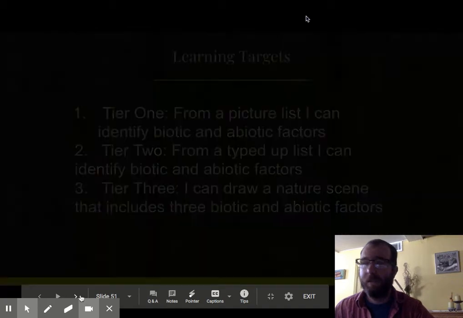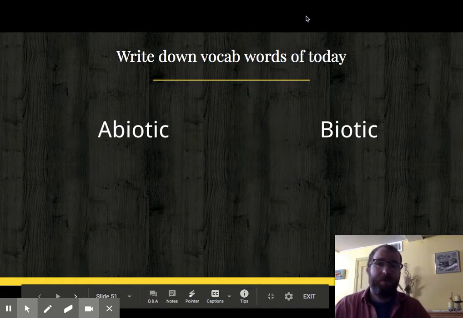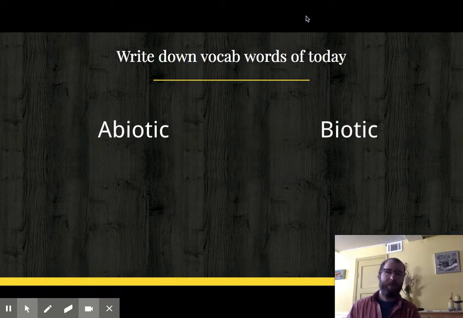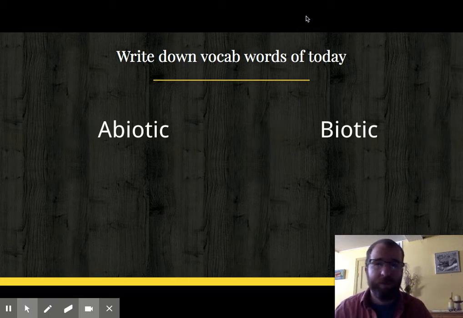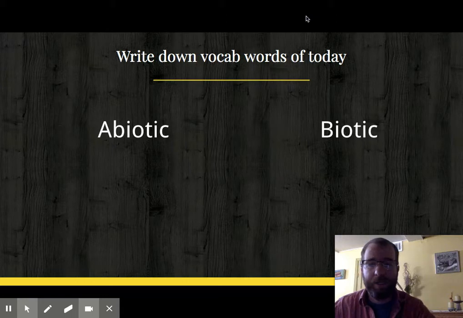So to continue on, so first thing, I'm gonna have the students write out their vocabulary words for the day. So they would be at home, and they can either do this on a Google Doc, in which I can see their screen, or write it out on pen and paper and hold it up to the screen. So the vocab words of the day are abiotic and biotic.